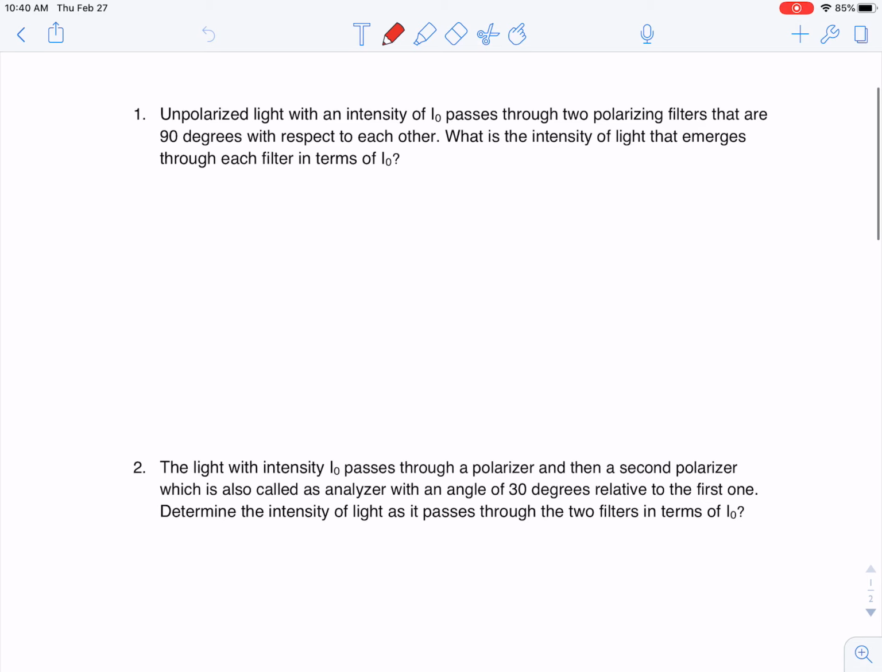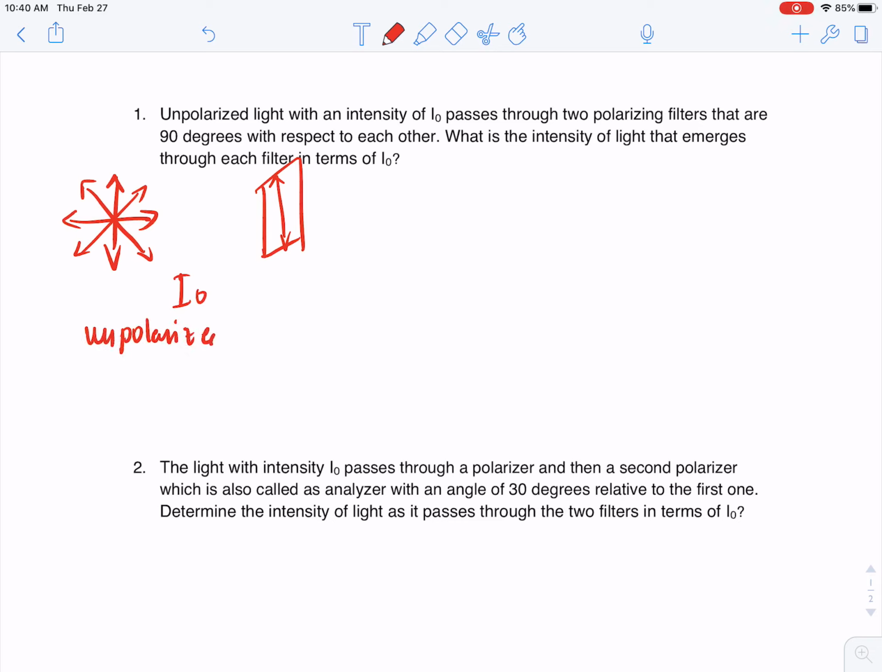All right, so we have unpolarized light. You know that unpolarized light has so many directions. After it goes through the first filter, you know that I sub 0, which is unpolarized light, will have a first intensity of 1/2 I sub 0. We already understand the concept of that one.